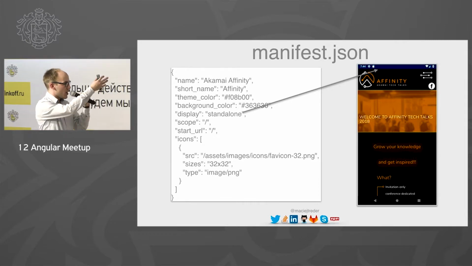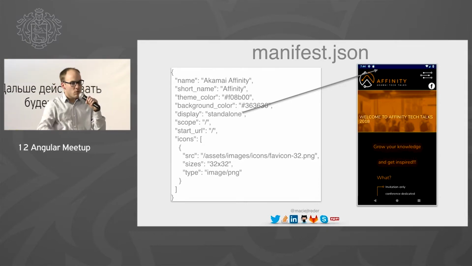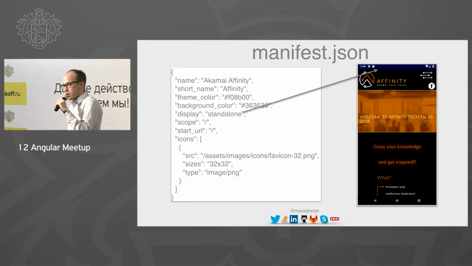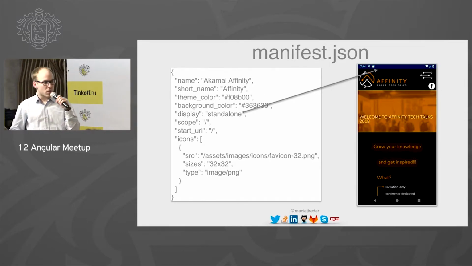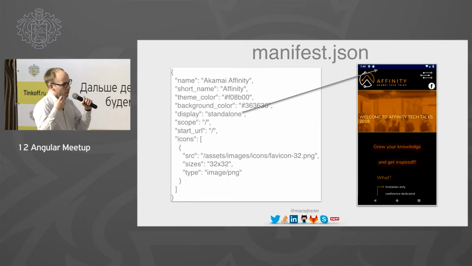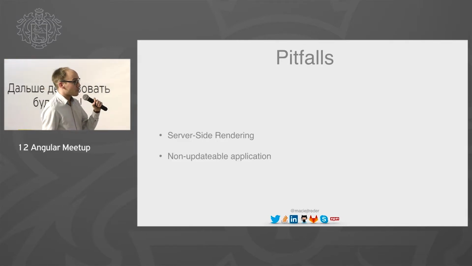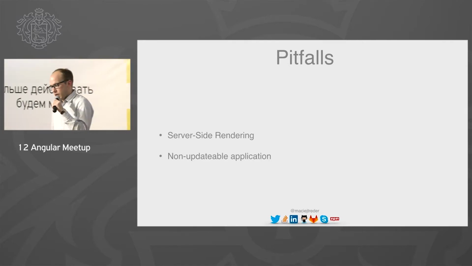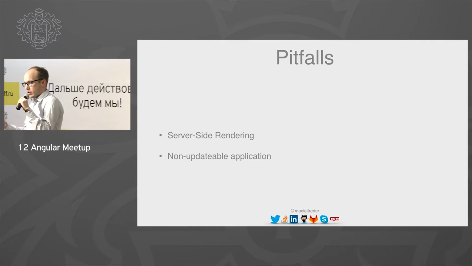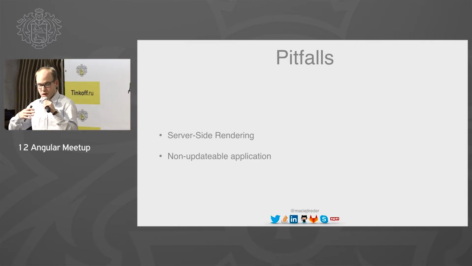what icon we want to use on the screen, what would be the splash screen, also the display mode. So as you can see, standalone means that we are removing the navigation bar of the browser. There is also a full screen mode, which is prepared for games, I guess. So this is, in fact, everything about Angular and PWA together.